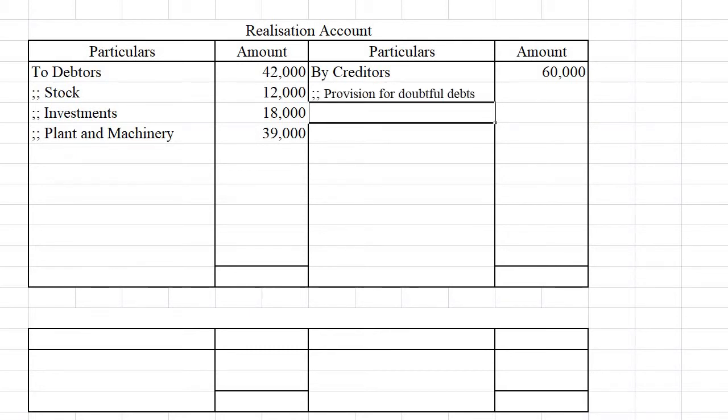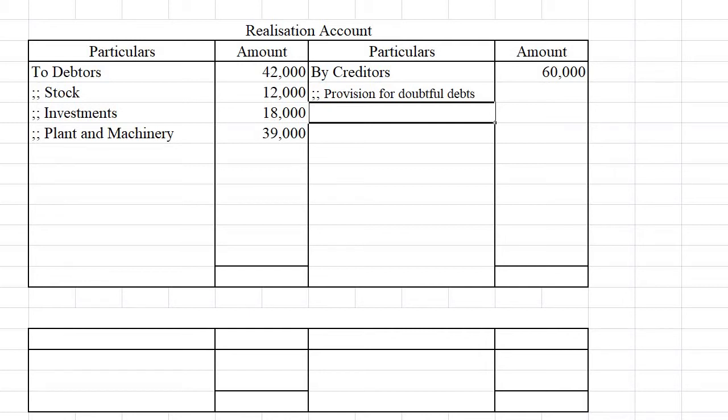And here is the next element, investment fluctuation fund. See, a most important thing is that if investment fluctuation fund is there on the liability side and investment is also there on the asset side, then we have to transfer investment fluctuation fund to the realization account on the credit side.